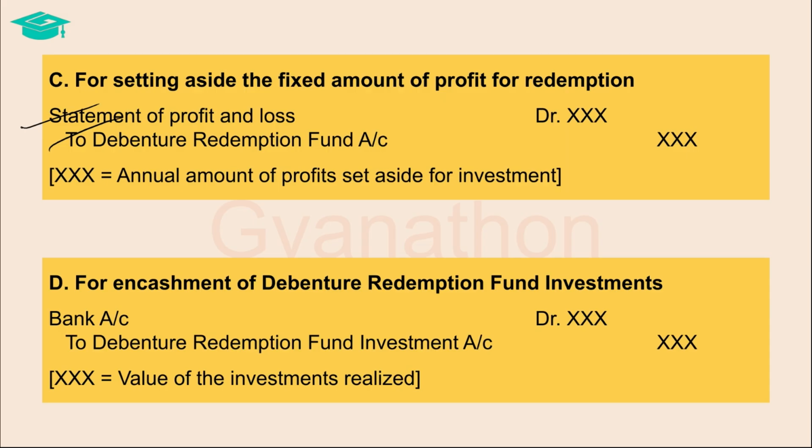The investments made are encashed by reversing the entry that was recorded while the investments were being made. This is done by debiting the bank account with the value of the investments realized. The corresponding credit is given to the debenture redemption fund investment account. The bank account is debited since money comes into the company. The investments are closed, that's why it is credited, since credit decreases the asset. With this entry, all the investments made through the years by setting aside an annual amount of profit get encashed, and now it is available with the company for the redemption of the debentures.